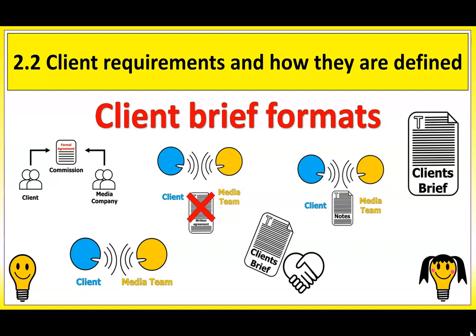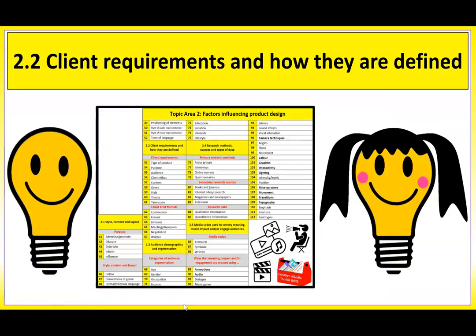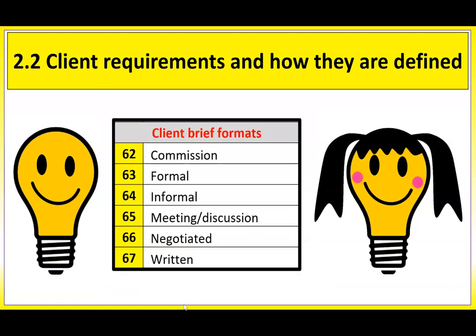Hi guys, today we're going to look at a section, client's brief formats, which sometimes students find difficult to understand, but in 5 minutes time you're going to have a good understanding of this and know how to access marks on the exam. So let's just zoom in. It's topic area 2, factors influencing product design, and we're going to move right in to the keywords 62 to 67, from commission to written. So let's have a look at client's brief formats.